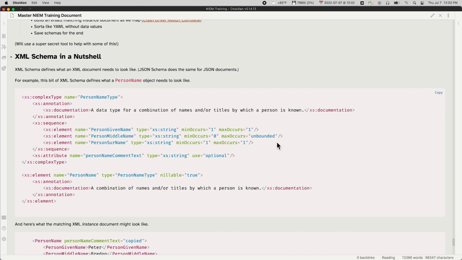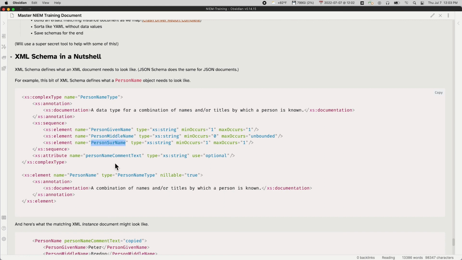Now, if min occurs and max occurs aren't there, it defaults to 1. So if this is just person given name and no min occurs and no max occurs, it's min 1 and max 1. That's the default. But in NIEM, we like to be really explicit about this. So when you generate schemas from NIEM, they're going to do the cardinality even if it's 1-to-1. So that's the cardinality part of it. So what we've learned so far is that a person name can contain 1 and only 1 given name, 0 to many middle names, and 1 and only 1 surname.